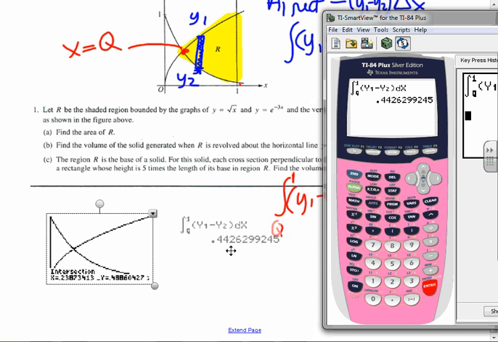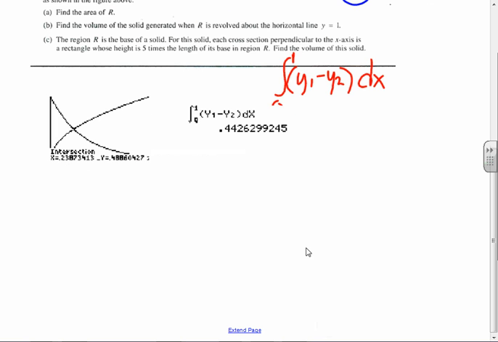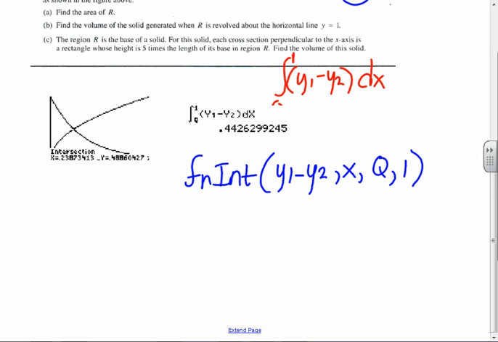Well, let me put this here. You do FNINT, and then you're going to do Y1 minus Y2, comma X, and we're starting at Q to 1. Q is this number here where they intersect, and you would say Q equals that. We stored it in Q.